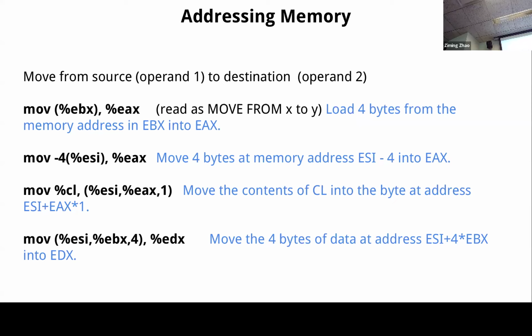So the next one, we are moving something from memory to the register EDX, and the address is at ESI plus, here is a plus, EBX times 4. In this case, maybe we are loading something from an array in the memory, and each item is 4 bytes. We'll try to load each of them into the register EDX, do some operation. Any questions so far?